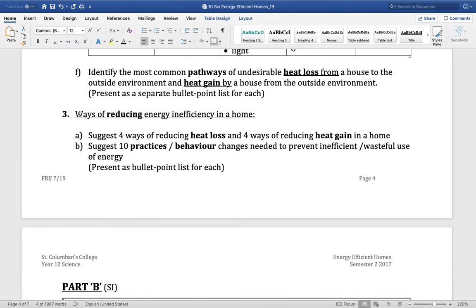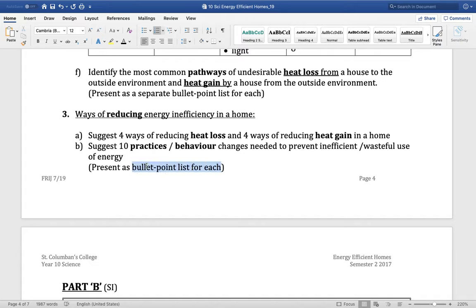Now, the last part of part A, ways of reducing energy inefficiency in your home. Suggest 4 ways of reducing heat loss and 4 ways of reducing heat gain in your home. So this again relates back to this question here. Suggest 10 practices or behavior changes needed to prevent inefficiency or wasteful use of energy.